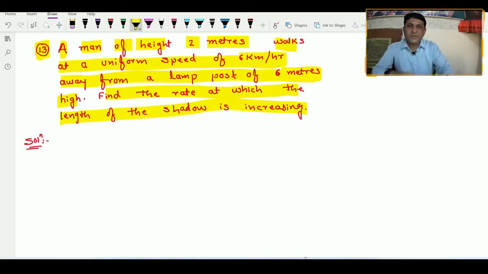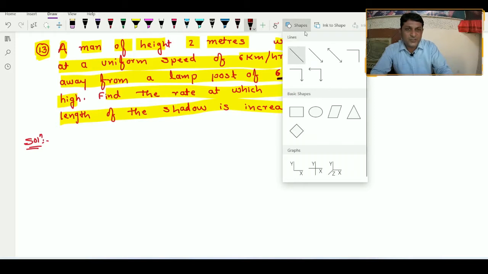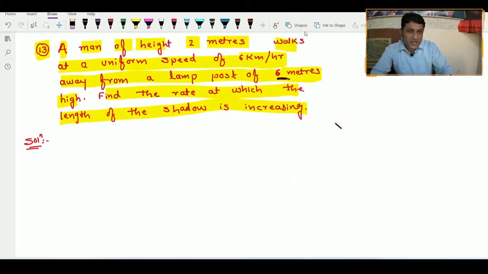So let us try to represent the given data in one figure. So try to understand it. So this 6 meter is nothing but what? Length of the lamppost. So denote here the length of the lamppost by AB. So let AB is equal to 6 meter, which is nothing but the length of the lamppost. AB is nothing but the lamppost here. And one man is there whose height is equal to how much? 2 meters. So let us consider here one man of height 2 meter.